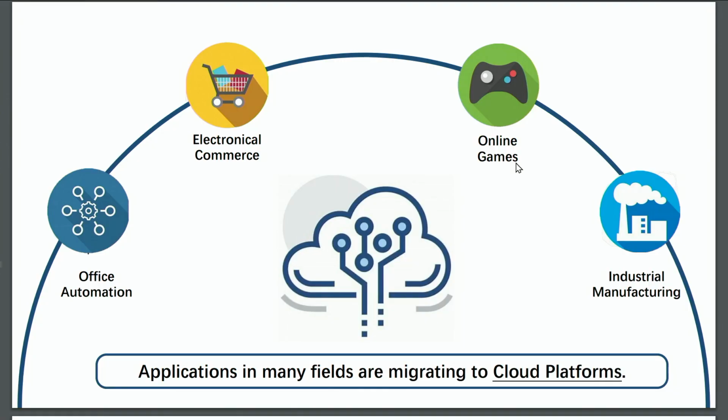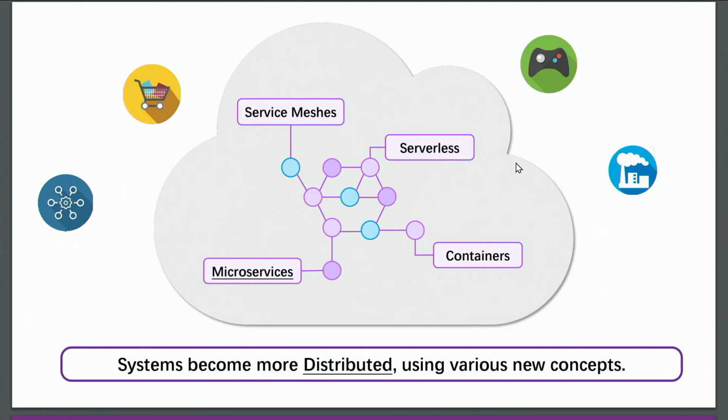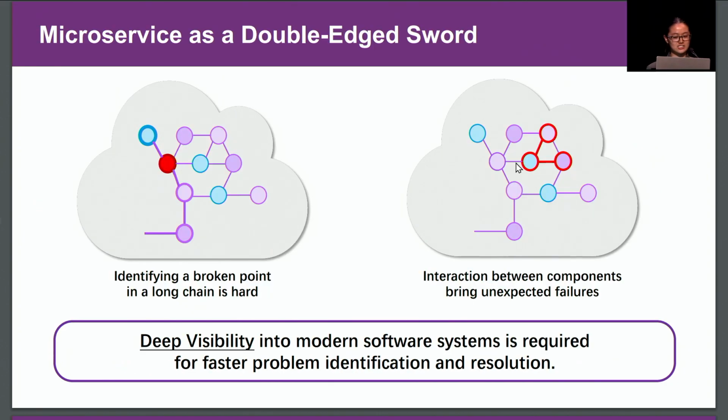Recently, more and more applications are migrating onto the cloud, including e-commerce, online games, etc. Therefore, these systems are becoming more distributed, adopting various new concepts such as containers and microservices. But these technologies are double-edged swords. Indeed, they provide more flexibility and user-friendliness. However, they also pose some challenges.